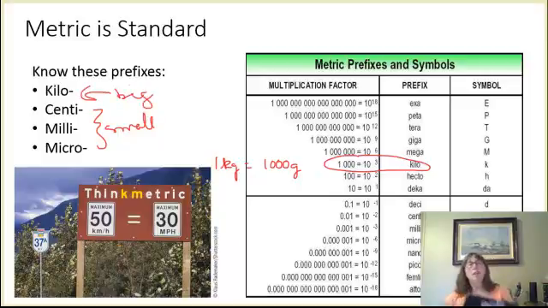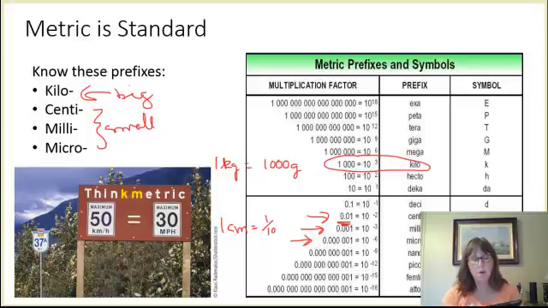Let's see. If you have 1 centimeter, oh, here they are. They're all next to each other. Centi, milli, and micro. If you have 1 centimeter, guess what? You have, hopefully you guys buy this, 1/100th of a meter. That's how that works.